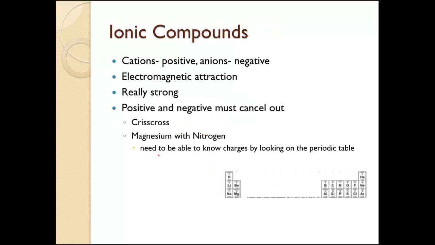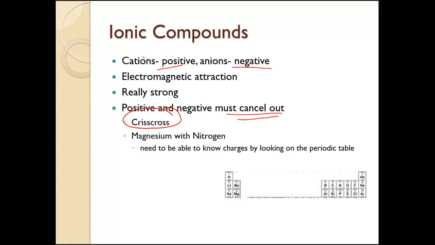So ionic compounds have cations and anions. Cations are positive, anions are negative. And they're held together by electromagnetic attraction, meaning that the positive and negatives, the opposites attract. And they're really super strong bonds. Positive and negative charges must then cancel out and be neutral for a compound. And we do this with the crisscross method.